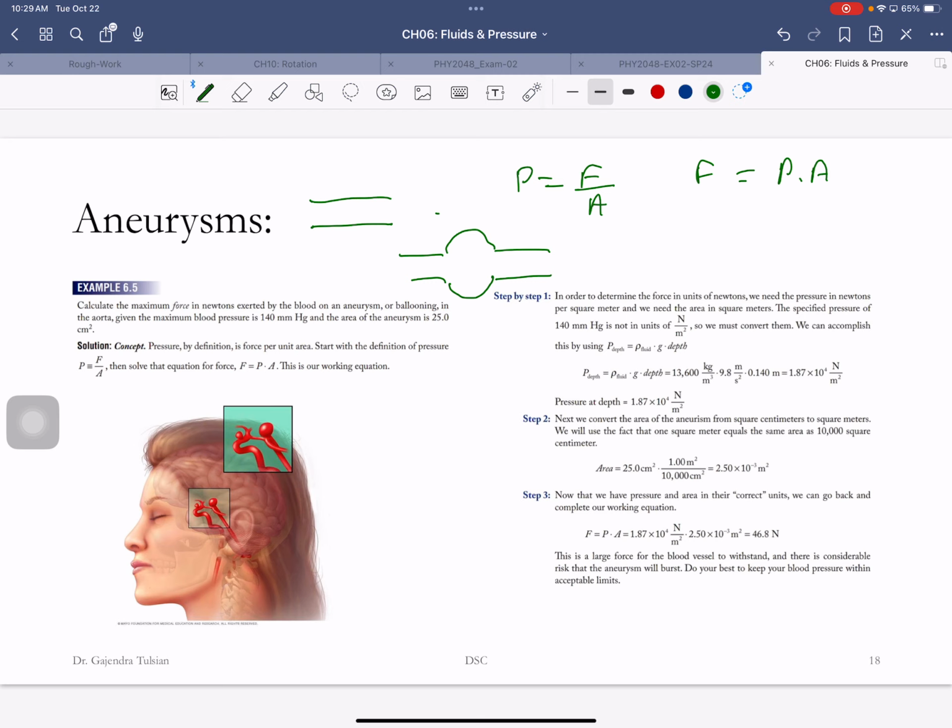Now let's see what is happening. Let's say the pressure is the same. If the pressure is the same, but now the area of this balloon has increased, the force on this balloon is increased. This wall became a balloon because it was weak to begin with. Now if the pressure is the same, the force has increased, and so the problem is going to get worse. Did you guys understand that?